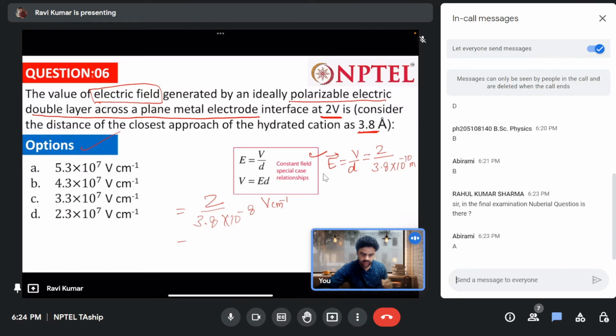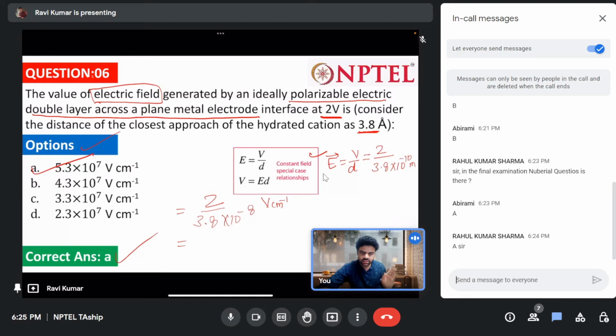Abhiram is saying A. What others are doing? Are they solving or they are just listening? Yes, Abhiram, you are correct. A is the correct answer for this question. Rahul Kumar, yes, A is the correct answer.